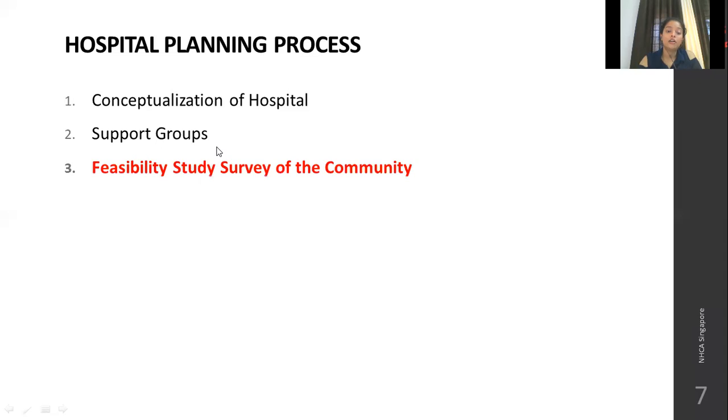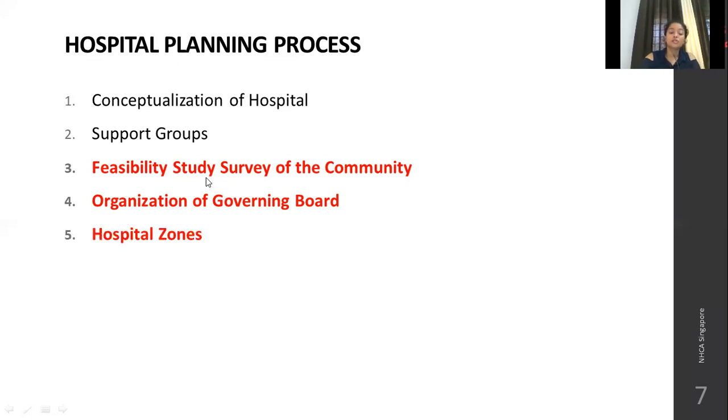Feasibility study and survey of the community will be conducted to make sure, before jumping into the construction, that it is not a loss-making entity. You may generate enough profit from this. So the feasibility study will be done based on community diagnosis, SWOT analysis, environmental analysis, etc. Organization of the governing board: you will decide who are the stakeholders, who are the core group, who are the board of directors of this hospital which is going to exist. Hospital zones: how many hospital zones we will have, from clean to sterile, etc.